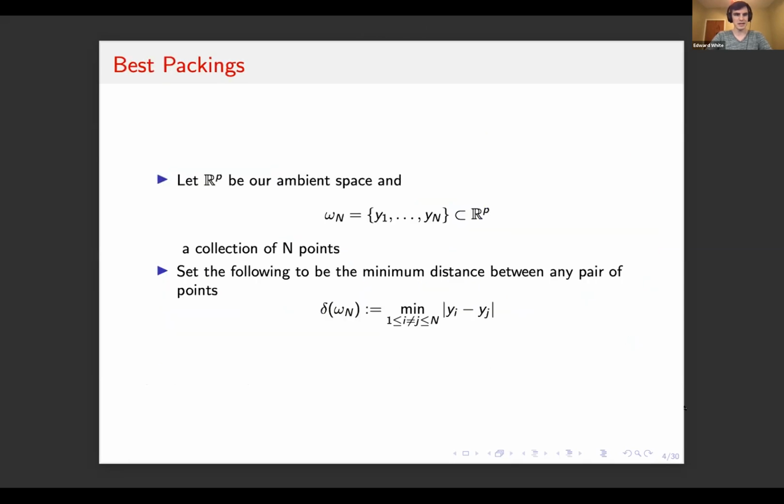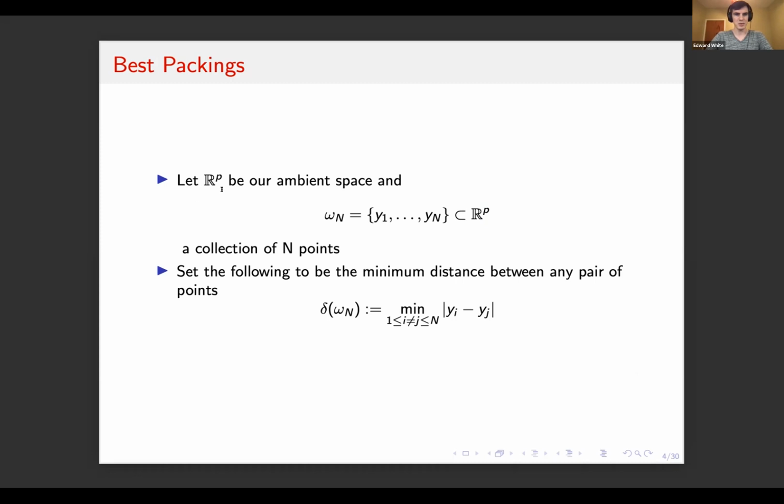Okay, so I want to start by getting out some of the definitions and formalities behind packings and coverings, and then talk about how these problems are related to energy. So let's start by defining the best packing, and then I'll move on to best covering, and Austin will talk a little bit more about the best packings later on.